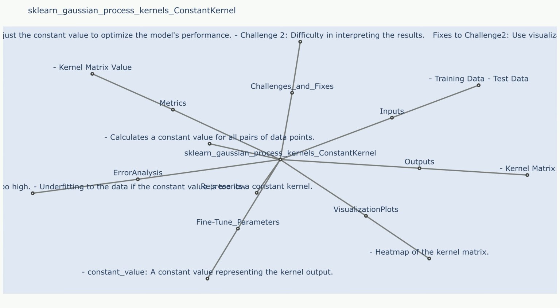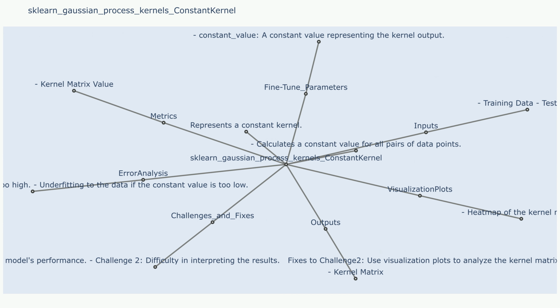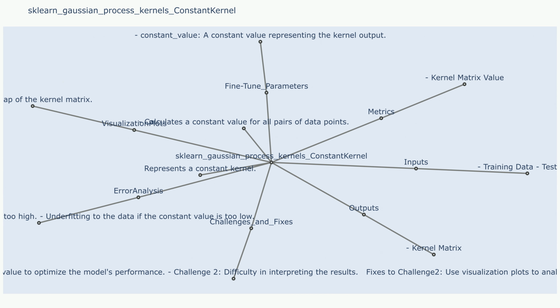Uncertainty methods. Bayesian confidence intervals provide a measure of uncertainty in the predicted values based on the posterior distribution of the GP model. Predictive variance measures the variance of the predicted values at each input point. Challenges and fixes. Challenge 1: overfitting.